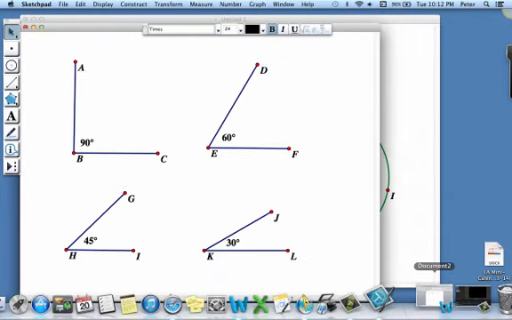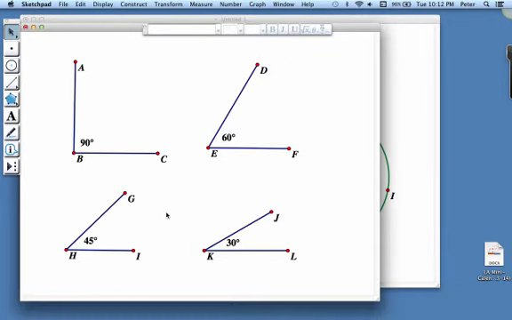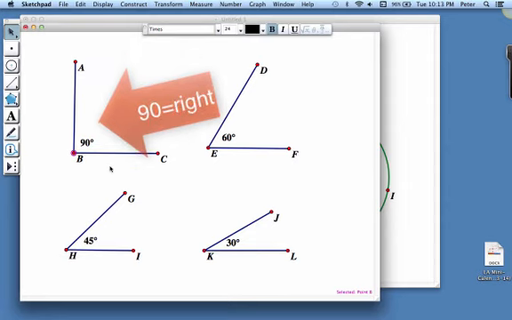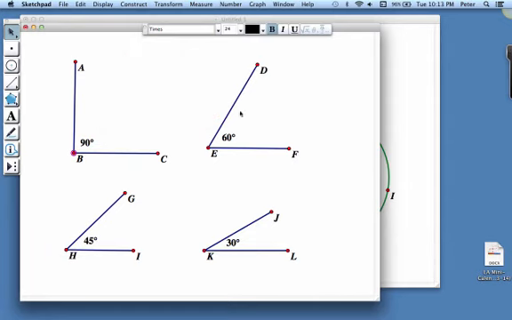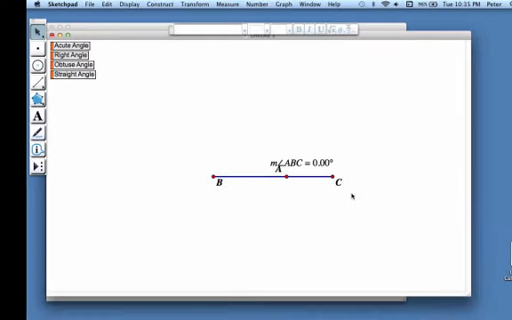There are some angles that we should know just by sight. Angle B, or angle ABC, is a 90-degree angle. We say that it is also called a right angle. Angle E, or angle DEF, is a 60-degree angle. Angle H is a 45-degree angle, so it's half the size of angle B. And angle K is a 30-degree angle. It's half the size of angle E. These are really important angle measures in this class, and we'll deal with them frequently.